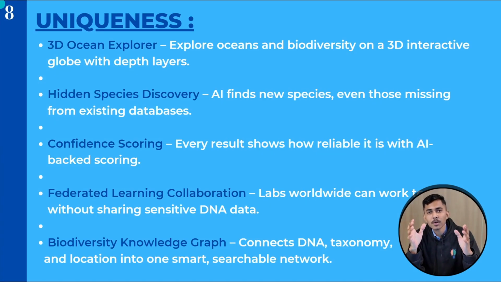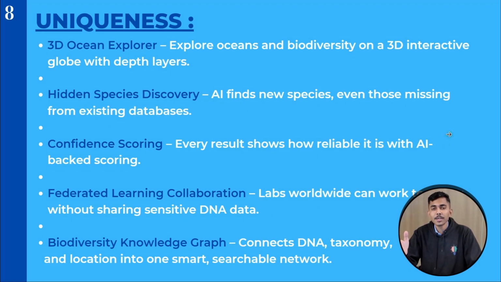So what uniqueness are we going to provide for our solution to this problem statement? First is the 3D Ocean Explorer, which means exploring oceans and biodiversity on a 3D interactive globe with a depth layer. Next is hidden species discovery: AI finds new species even those missing from existing databases. Confidence score: every result shows how reliable it is, with AI-backed scoring. Next is federated learning collaboration: labs worldwide can work together without sharing sensitive DNA data. Biodiversity knowledge graphs connect DNA, taxonomy and locations into one smart searchable network.